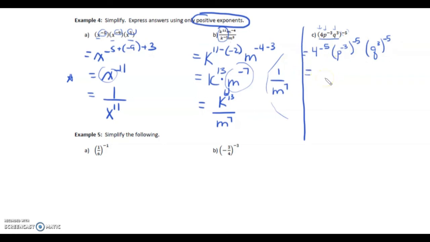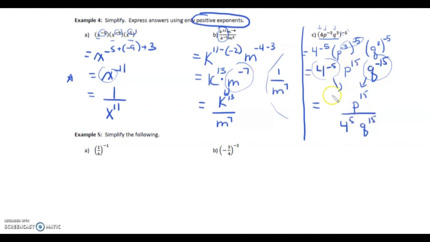Okay, so in our calculators, actually, I'm going to leave this one for right now. 4 to the negative 5. So let's multiply these. I get p to the 15. That's good, it's positive. And I get q to the negative 15. So 4 to the negative 5 and q to the negative 15 can both go into the denominator. So p to the 15 is going to be in the numerator, and we're going to get 4 to the 5, q to the 15 in the denominator.